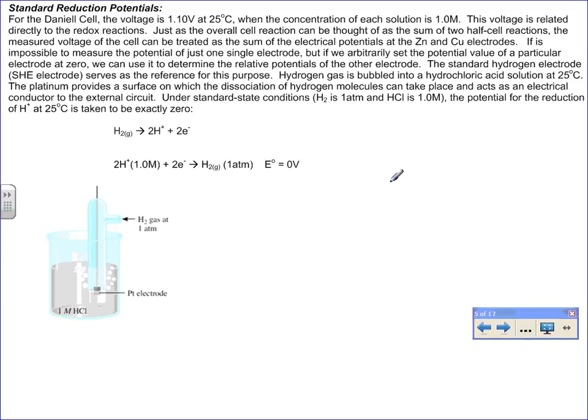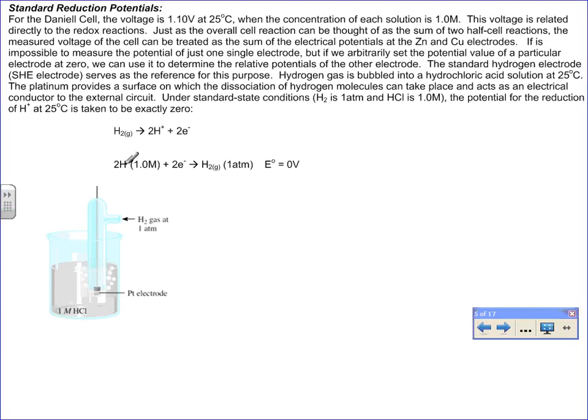Okay. When we do a standard reduction potential, what we are doing is comparing everything's ability to gain electrons to a standard. And the standard electrode that we examine is called the SHE electrode, the standard hydrogen electrode. And what we've done is we've assigned this potential to be 0. And we compare everything else relative to this standard hydrogen electrode. So this is the standard hydrogen electrode here.